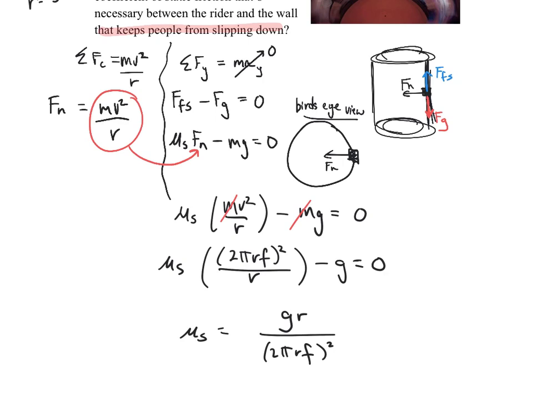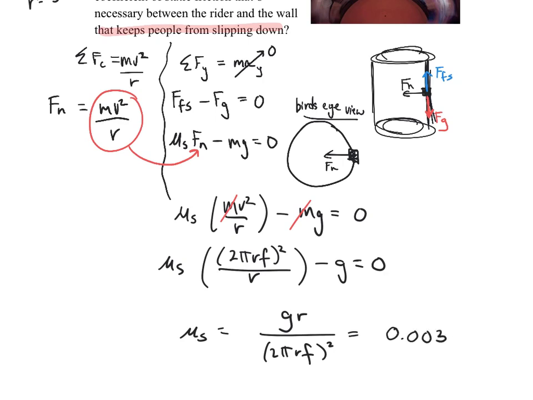G, 9.8. R, whatever it was, I missed it. F, I think it was 4. F was 4, right? R was something else? 5.2. Okay, so let's plug in and let's get a value here. I'm going to rely on you guys to give me a value here. What do we get? Jack, what do you got? 0.003.